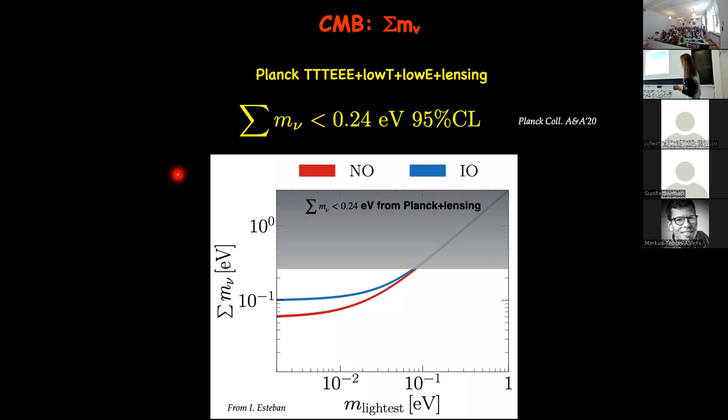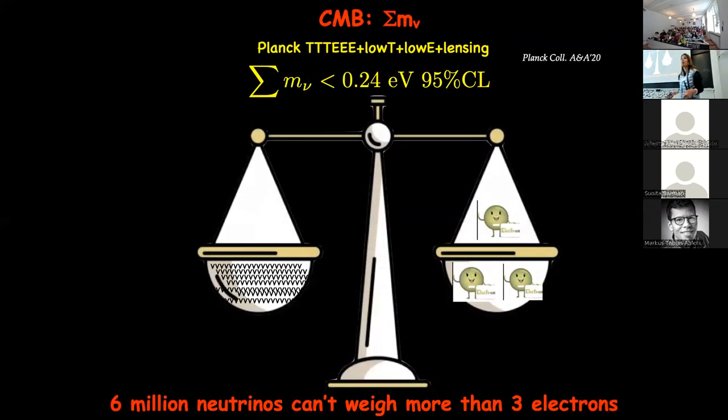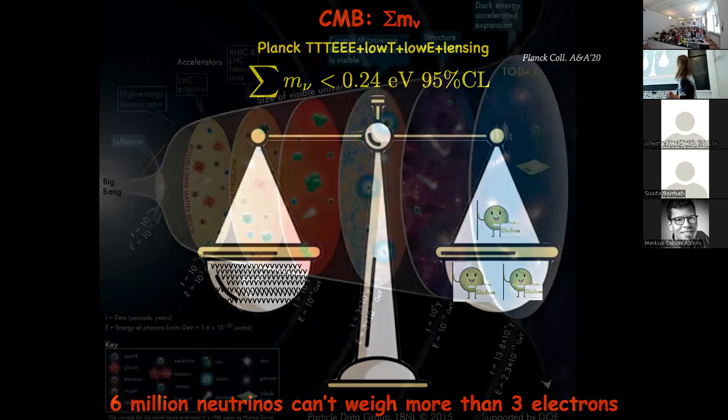And here I show you this limit in terms of this plot that we have seen already many times, right? In the y-axis, we have the sum of the neutrino masses, and here we have them versus the mass of the lightest neutrino. The mass of the lightest neutrino could be even zero, okay? For the normal hierarchy in red and for the inverted in blue, okay? So this is the limit that Planck puts, okay? And what this implies is that 6 million neutrinos can weigh more than 3 electrons. That is the limit that Planck says, okay? This 0.24 eV, okay? Very good.